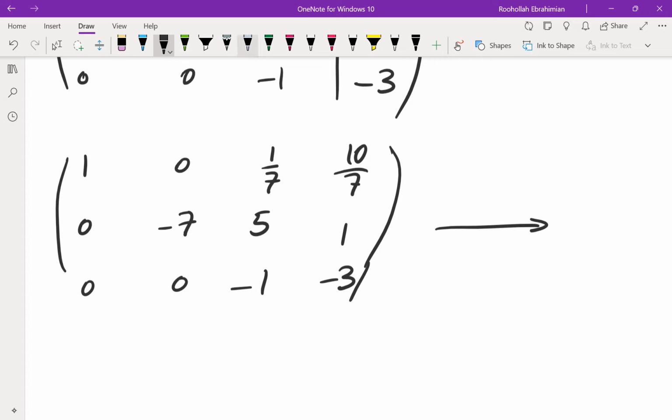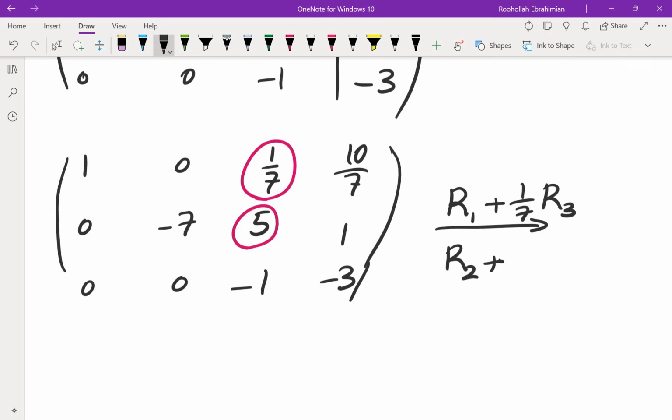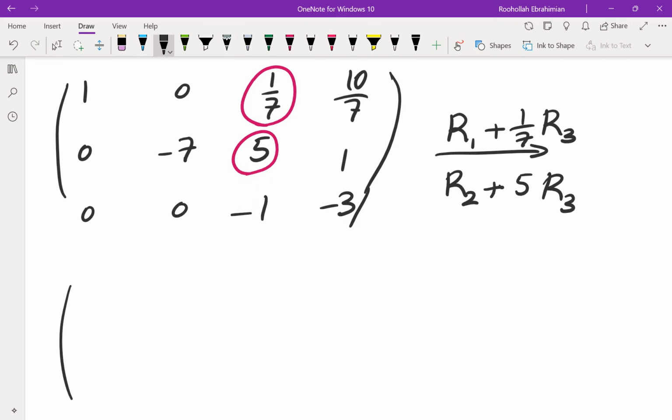Now I can use the same idea to eliminate this entry and this entry. I can do that by taking the first row and adding 1/7 of the third row, and taking the second row and adding 5 of the third row to that row. So I get 1, 0, 0. So 1/7 of negative 1 is negative 1/7, plus 1/7, that's 0. 1/7 of negative 3 is negative 3/7, plus 10 over 7, that's 1. And then 0, negative 7.